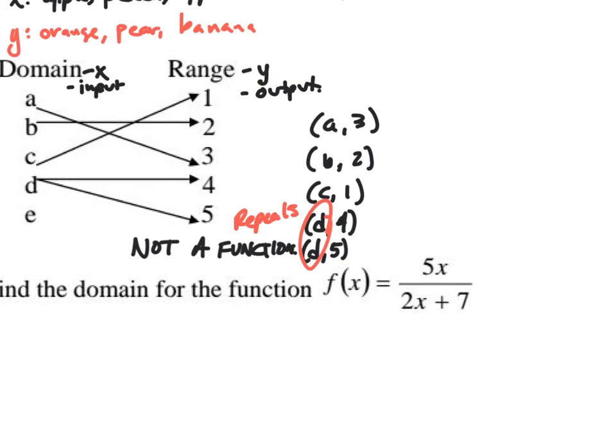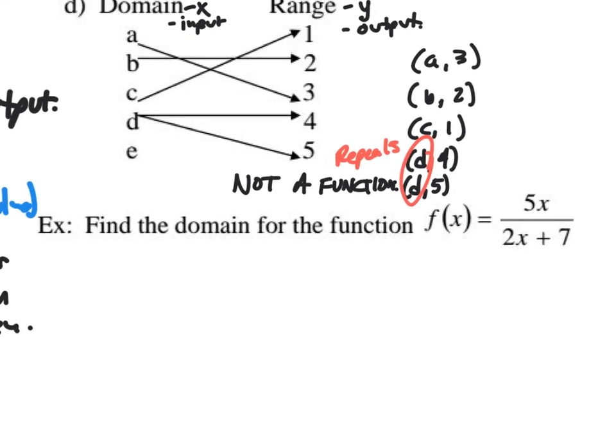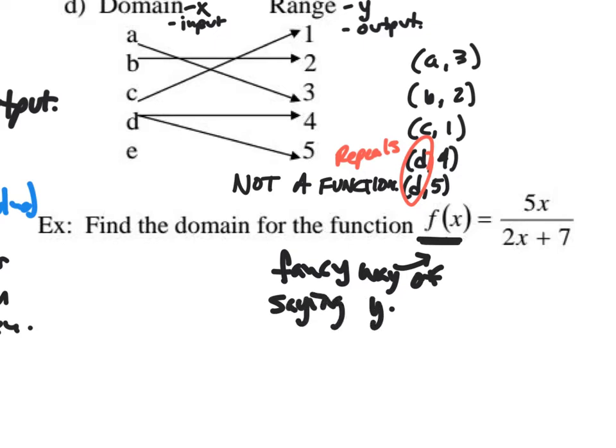Let's take a look over here. In this example, it says find the domain for the function f of x is equal to 5x divided by 2x plus 7. So what you have here is an equation. This notation here, f of x, is a fancy way of saying y. What we want to do is take a look at this function and see what the domain is, and another thing I would ask is, where do I have x values?